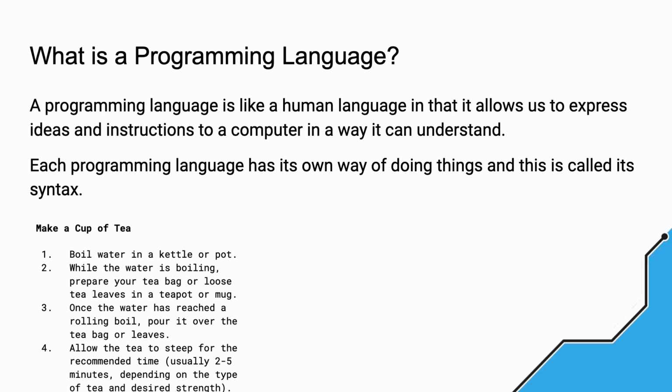And each programming language has its own way of doing things, and this is called its syntax. So for example, you've got here the instructions for making a cup of tea. And you could say that the computer language is the English language and that the computer is a human being. And you have the set of instructions.